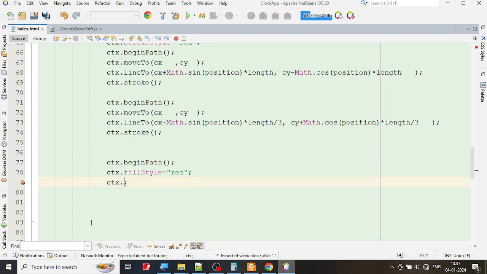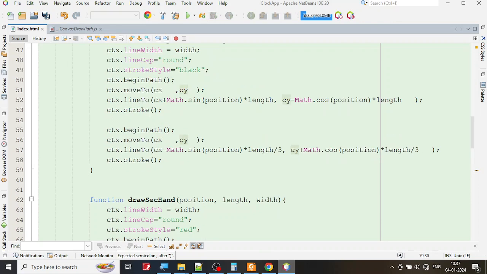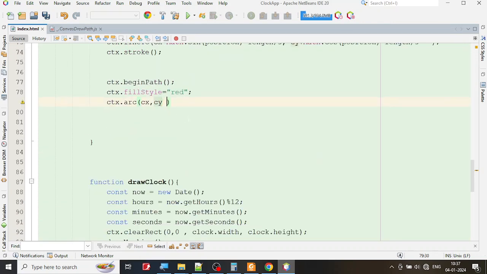So ctx dot, let me remove this one. ctx dot, you know very well how to draw a circle. You have to draw an arc. Start at the center. What is the center? cx and cy. You know very well, we have started with the cx and cy as our center. So at the center, with a radius of let's say 10, at an angle 0, you draw the circle.